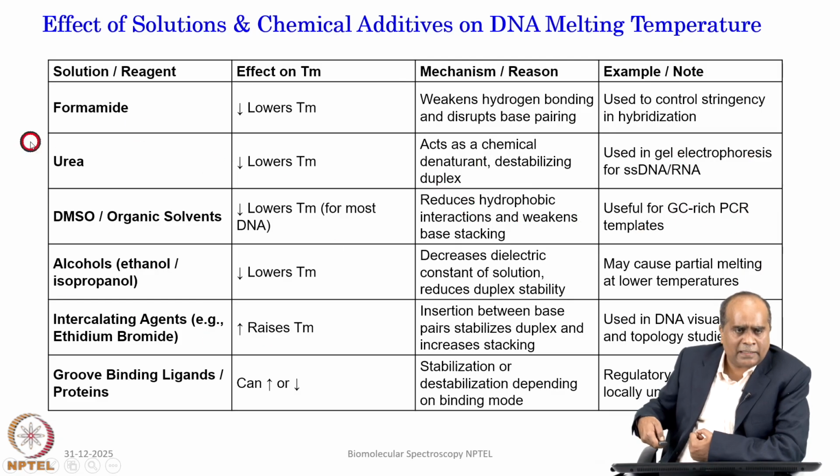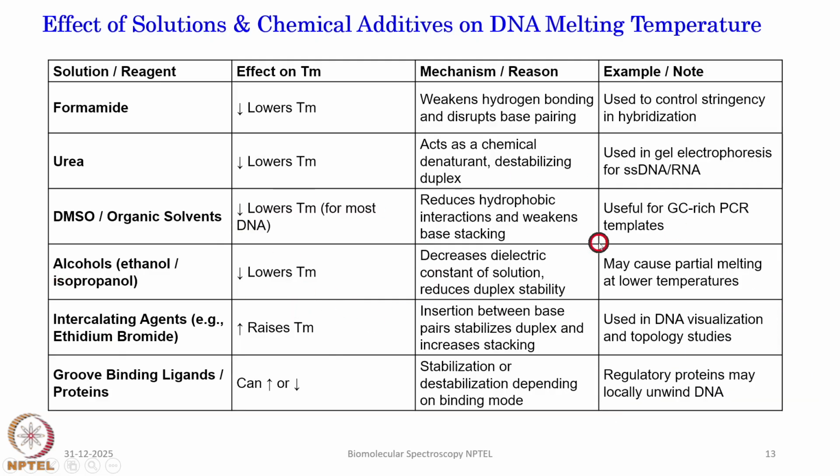Alcohols, something like ethanol or isopropanol, also lower the Tm. How do they do it? By changing the dielectric constant of the solution. This can be used for partial melting at lower temperature.